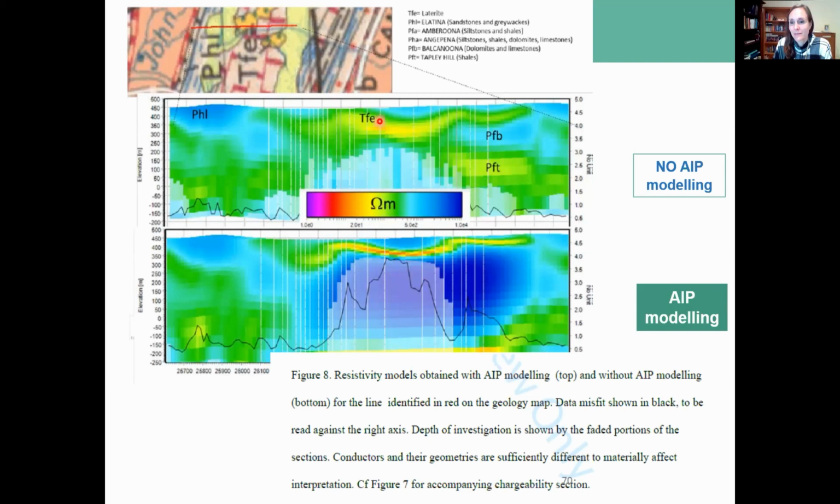And the big difference here is this. If you don't model IP, you end up with this thin conductor layer over resistive basement here. And according to Chris, this could very well be a drilling target because it would be the first conductor layer above the oxidation zone. Whereas in reality, it actually looks like that. So this is just a geological layer of shale. So they avoided drilling that.